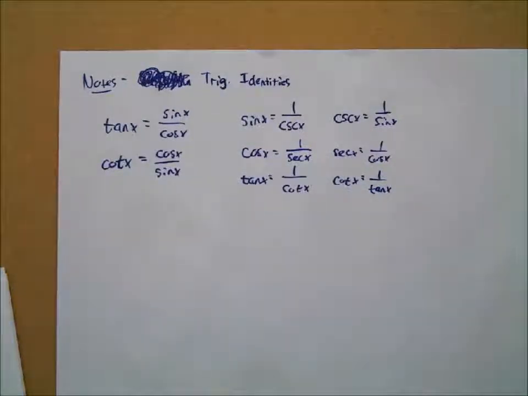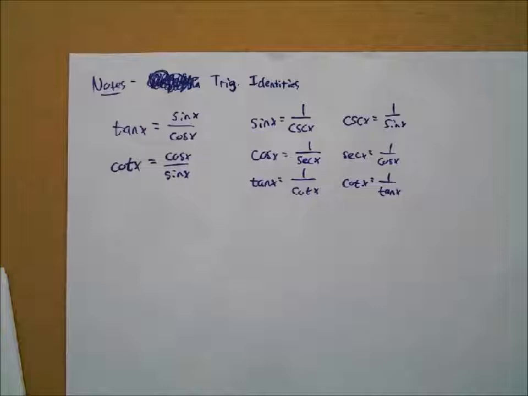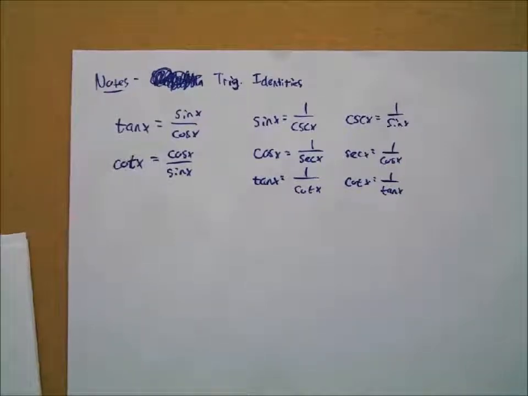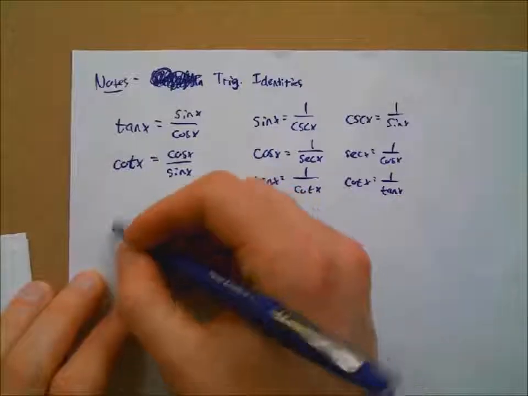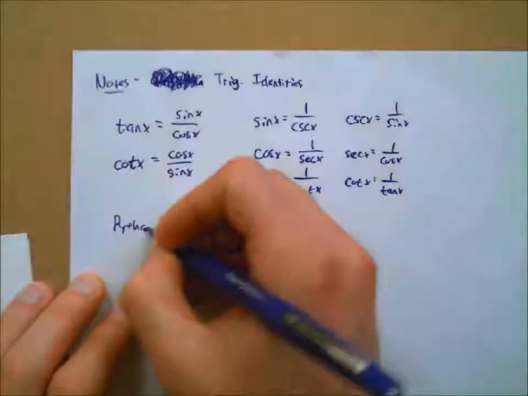Okay, so these are all identities that we already are familiar with, and so we can use those. Bless you. Okay. There's one other group of identities we're going to introduce today, and those are the Pythagorean identities. You may have heard of these before, maybe not. I don't know.